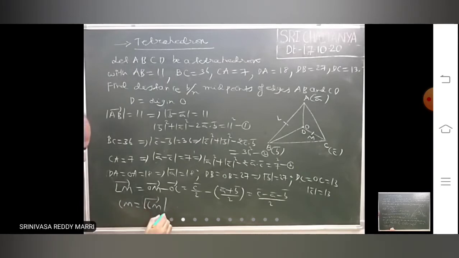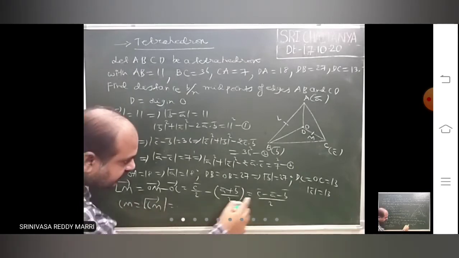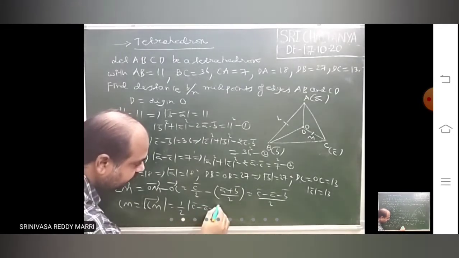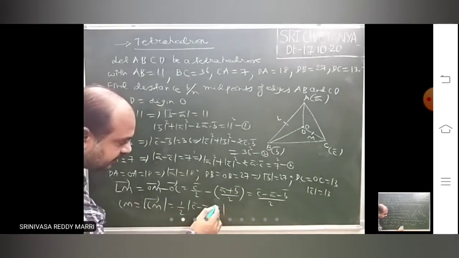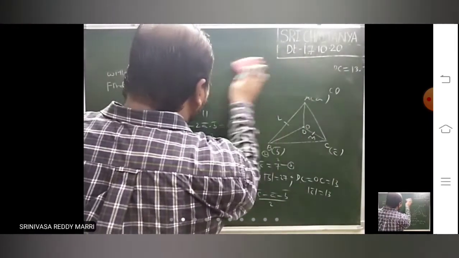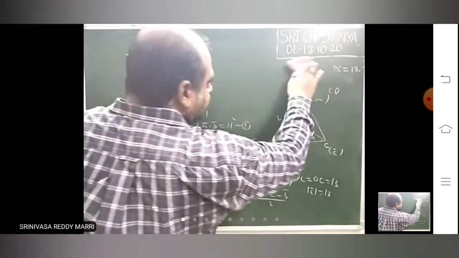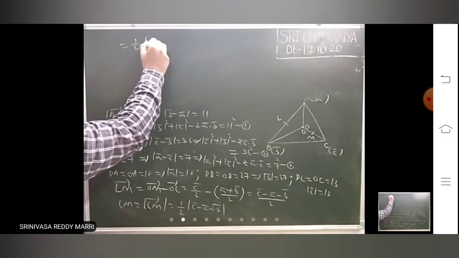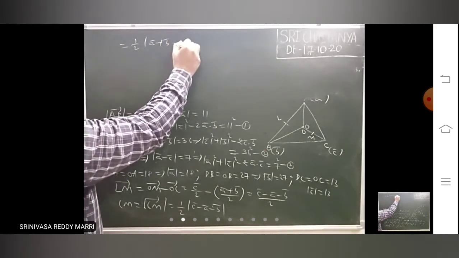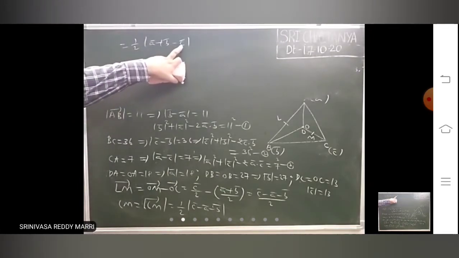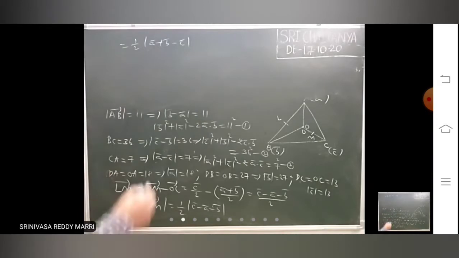Now LM length is nothing but modulus LM bar. Modulus LM bar is what? This 1 by 2 outside, modulus of C bar minus A bar minus B bar. This is the one. So now we have the formula for modulus of A bar plus B bar plus C bar. Now I am taking minus common. This is same as this. So in the formula for modulus of A bar plus B bar plus C bar, you replace C bar by minus C bar.